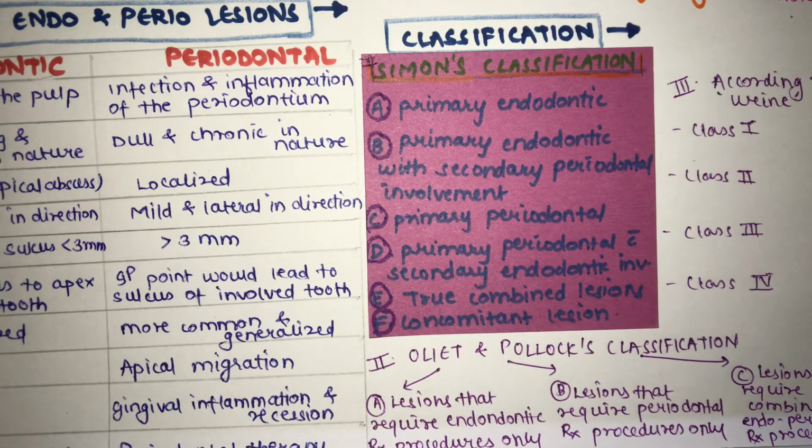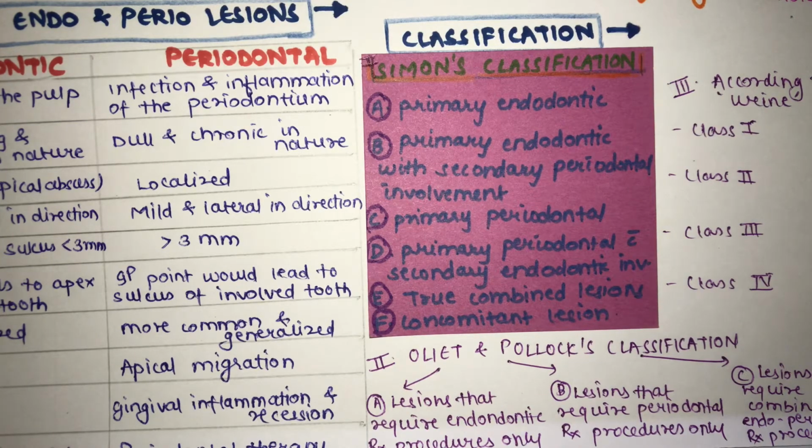Now the lesions which require only the periodontic treatment can be when there is occlusal trauma, then when there is gingival inflammation, then if there is pocket formation. And the last is the lesions that require both. So it can be any lesion in this group or in this group which leads to irreversible reaction in the attachment apparatus or in the pulp tissue. So this is when you require the treatment for both.